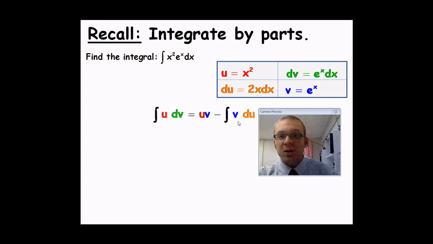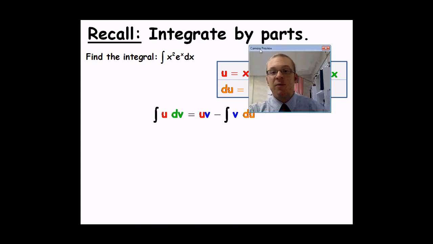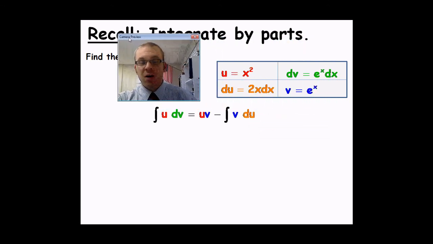Okay, where is it? There it is. Okay, so our formula is the integral of u dv equals uv minus the integral of v du. Alright, then it's a straight substitution. u equals x squared, so plug it in. dv equals e to the x dx, so plug it in, etc., etc.